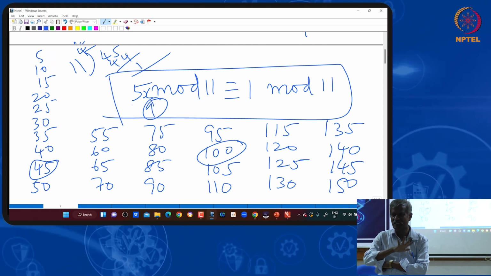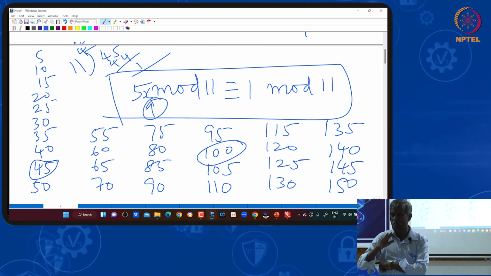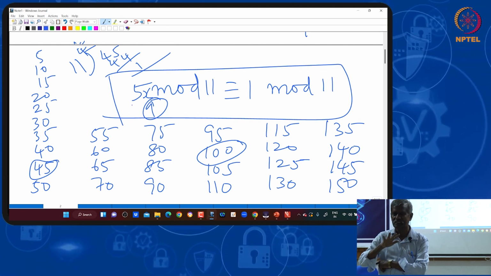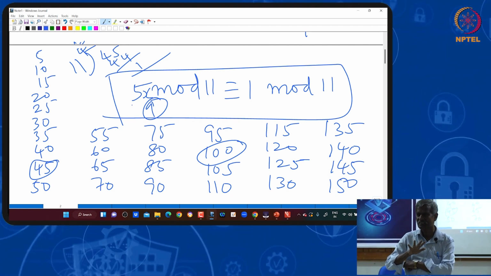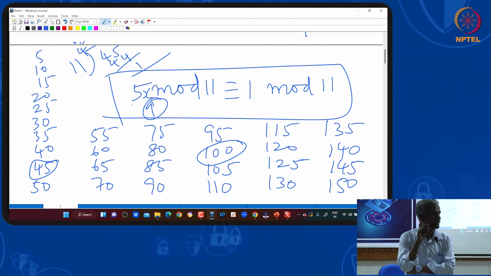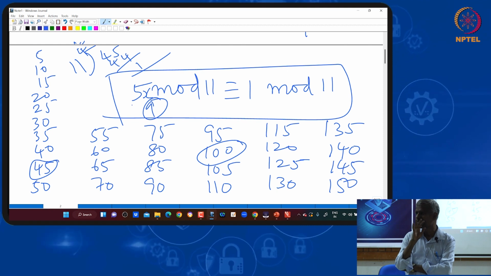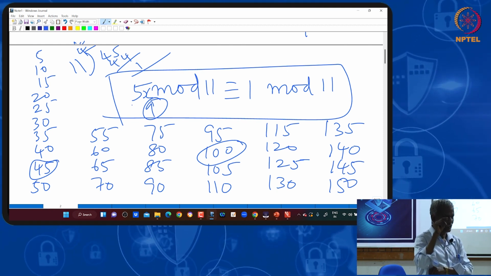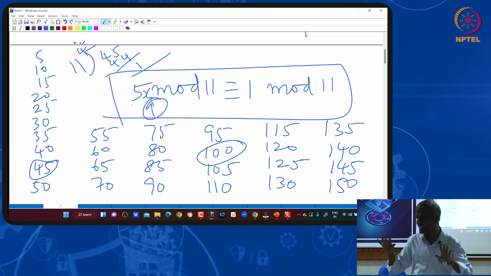So 5 fives are 25. 25 mod 11 is 3. It's not 1. You have to get 1. And like that, if you come to 5 nines, 5 nines are 45. 45 mod 11 is 1. So we get 1. So once we get 1, the inverse of 5 is 9. This is the difficulty issue of that, I think.